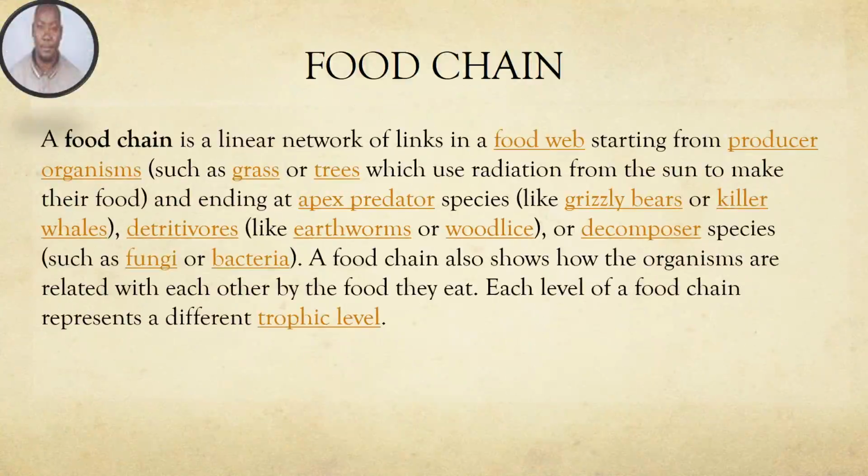What then is a food chain? A food chain is a linear network of links in the food web starting from producer organisms such as grass or trees, which use radiation from the sun to make their food, and ending at apex predator species like the grizzly bears or killer whales, detritivores like earthworms or woodlice, or decomposer species such as fungi or bacteria. The food chain also shows how the organisms are related with the food they eat. Each level of the food chain represents a different trophic level.